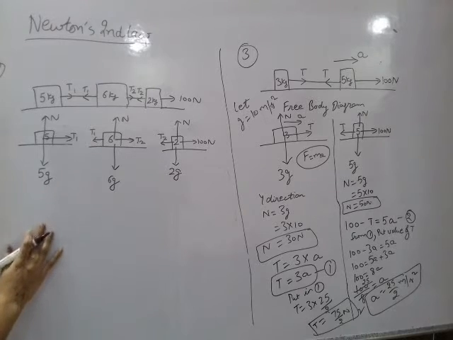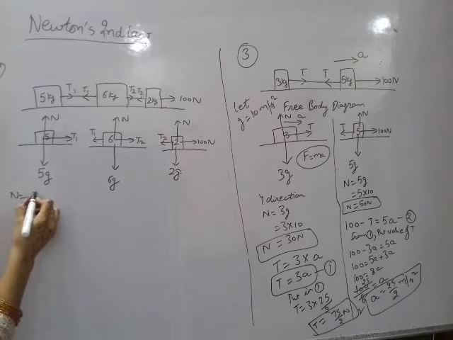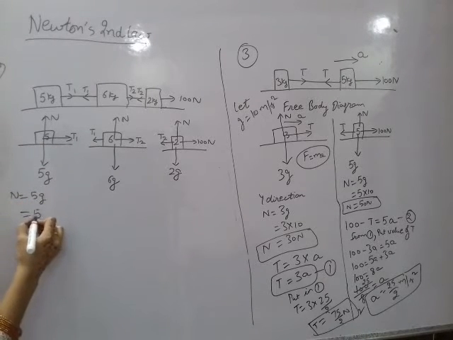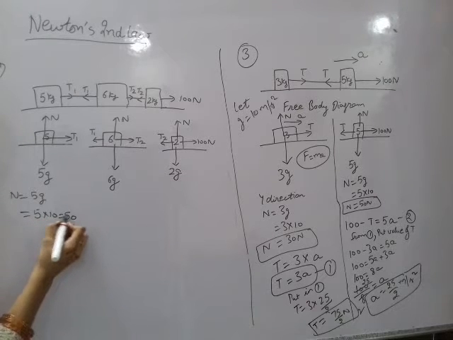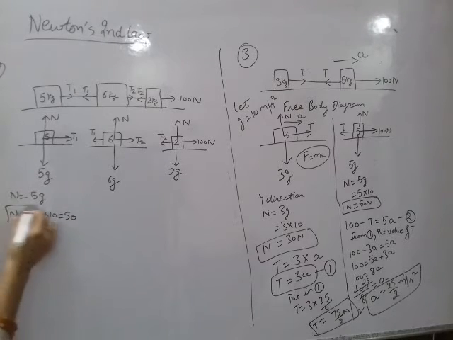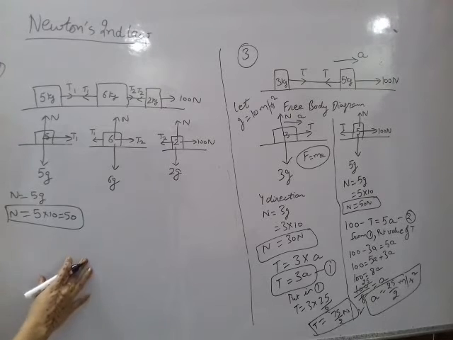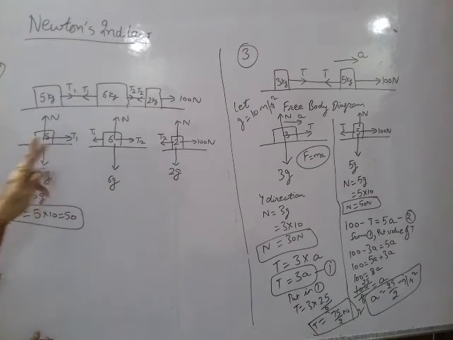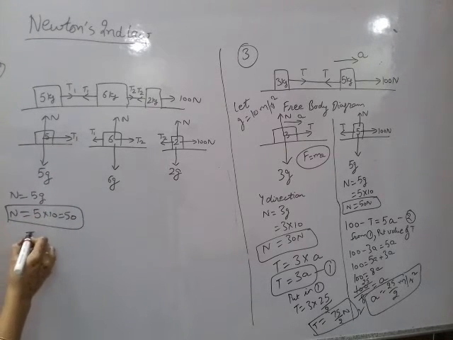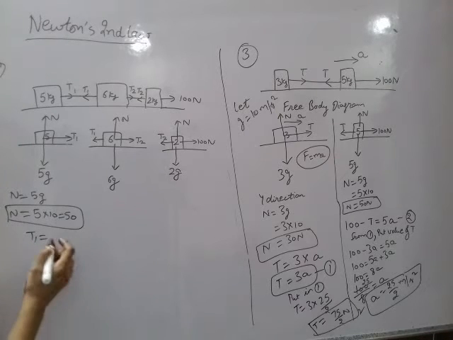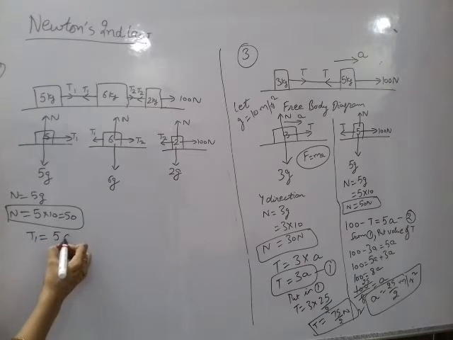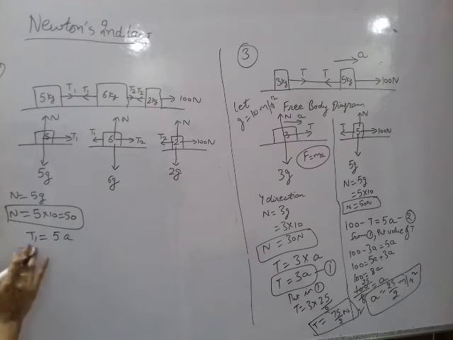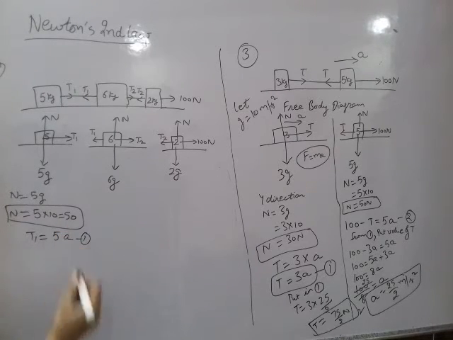Now for the first, again N is equal to 5g, that is 5 into 10 is equal to 50 Newton. Next, here is T1. T1 is equal to, again F is equal to ma, 5 into a. Let this be the first equation.